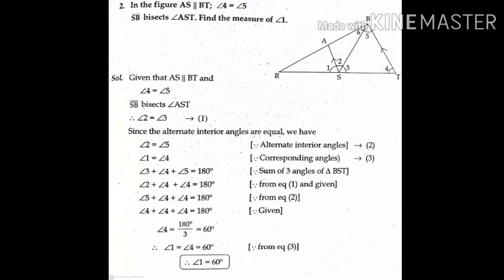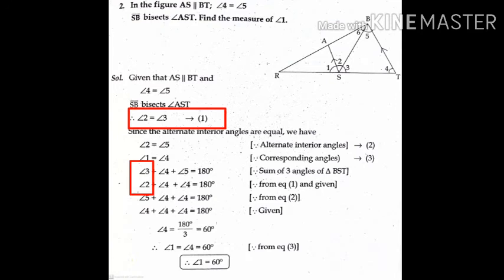Since the alternate interior angles are equal, we have angle 2 is equal to angle 5. Since alternate interior angles, it is equation 2. Angle 1 is equal to angle 4, since corresponding angles, it is equation 3. Angle 3 plus angle 4 plus angle 5 is equal to 180 degree, since sum of the three angles of a triangle BST.